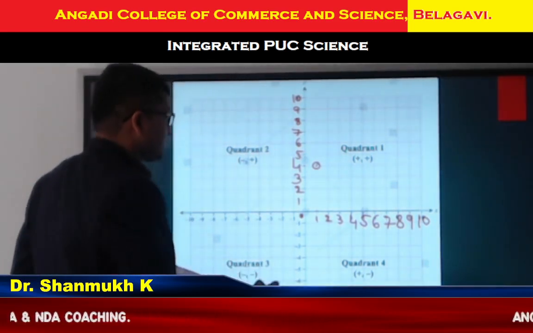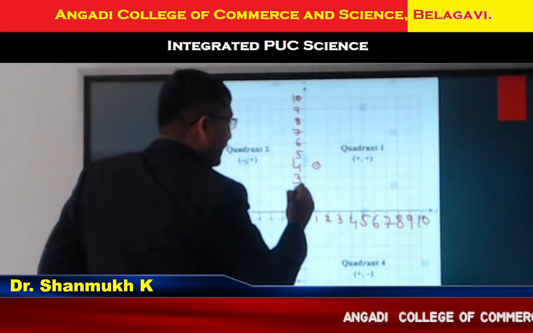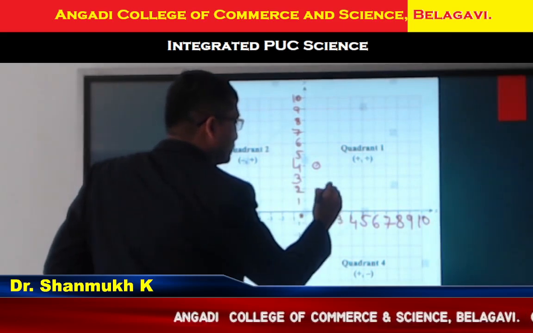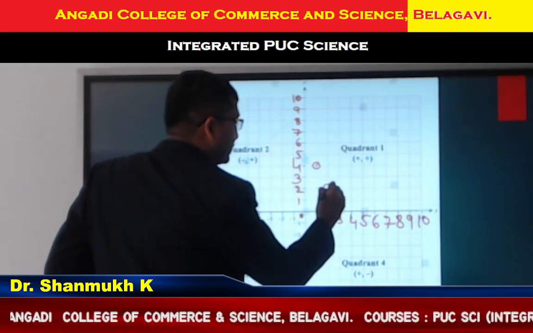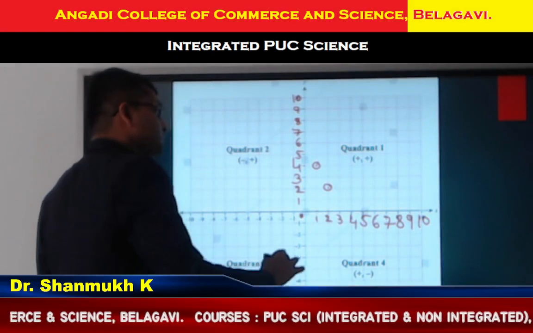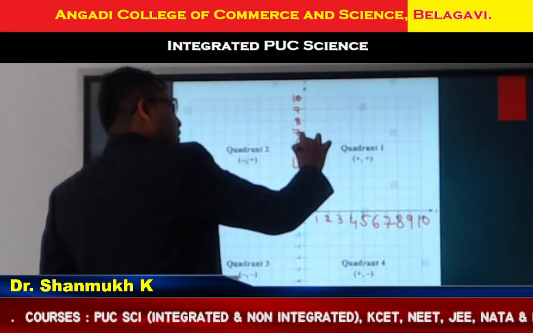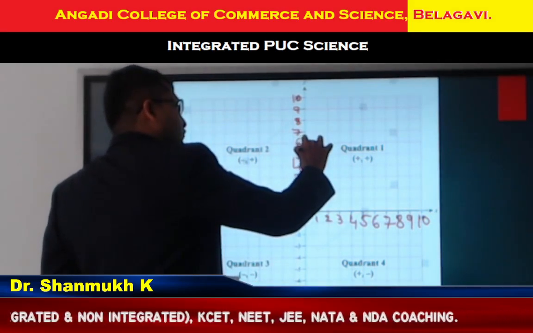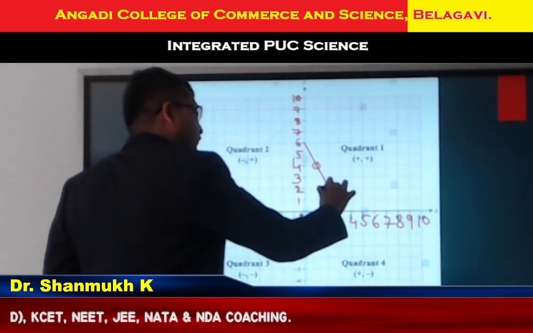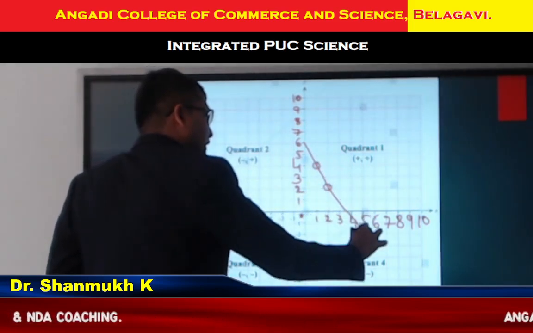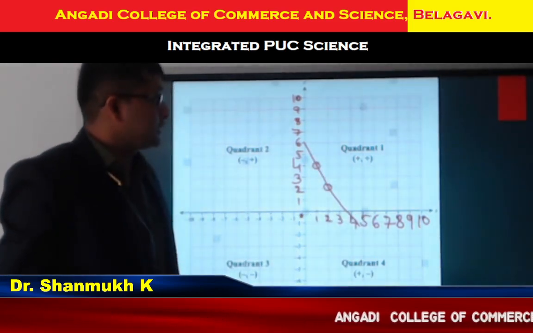Next, x equal to 2 and y equal to 2. They will meet at this point. So then, using the scale, we need to draw a graph. So we are going to get a graph in this way, like this. Did you see this?